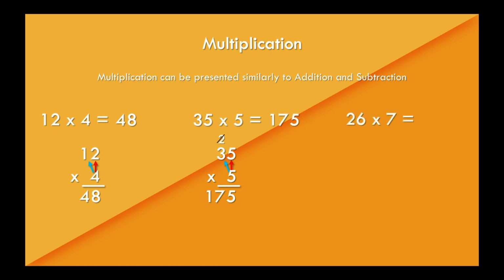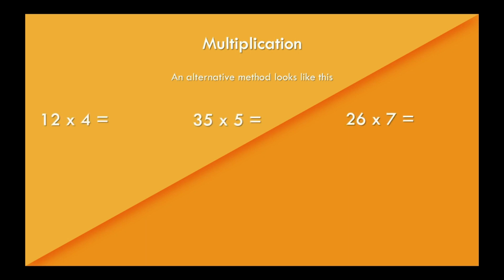Let's look at one more example. We set it up as usual and start by multiplying 6 with 7, giving us 42. Again, as before, the 4 can't stay down, so we have to carry it up. Then we do 7 times 2, which gives us 14, and add the 4, making it 18, giving us a final answer of 182. Pretty simple to start with, I'd say, but if you need to run through it again, be my guest.